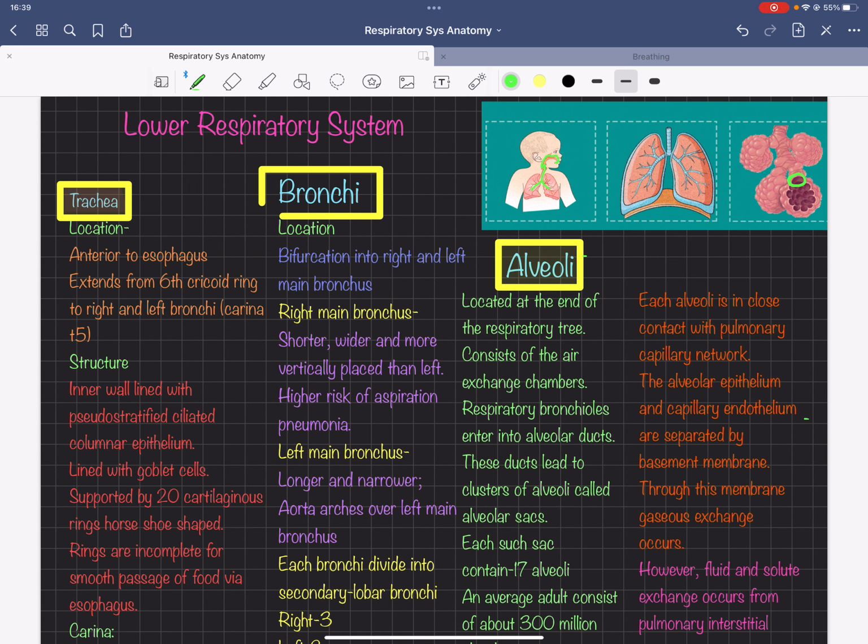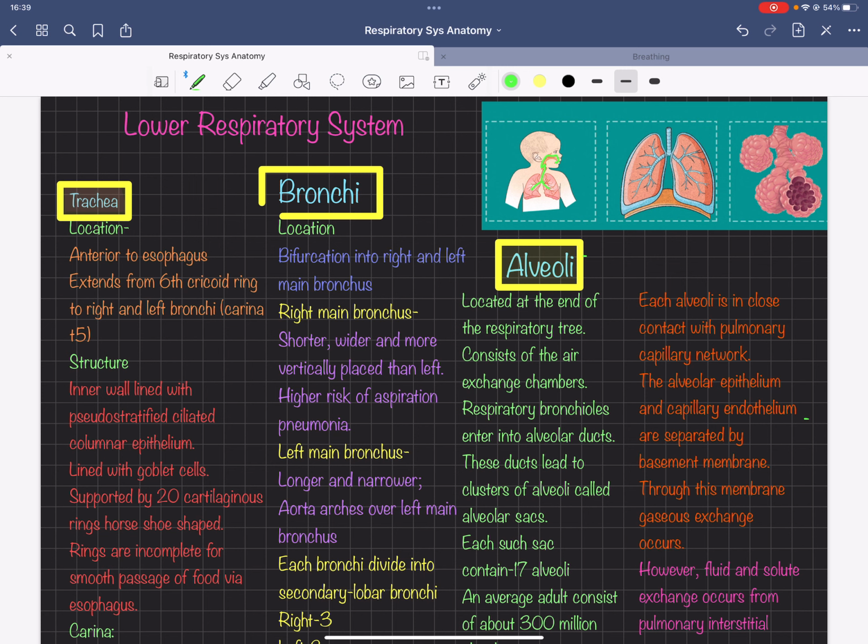Whenever they are expanding and contracting, there is also the risk of contacting their own walls, and when they are contacting their own walls, there is a higher chance that they might collapse. So in order to prevent this collapse, they are lined with a substance called surfactant, which is produced by the cells, pneumocytes, present in the alveoli.